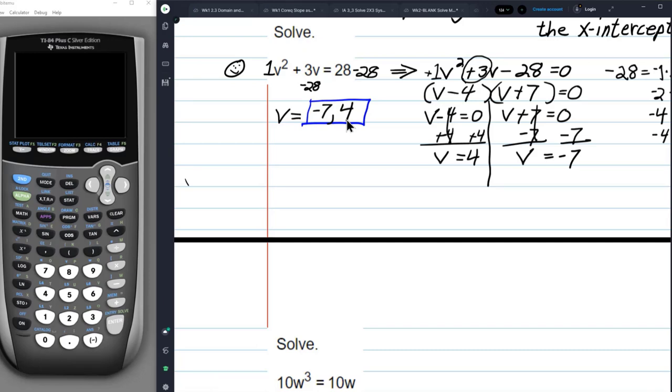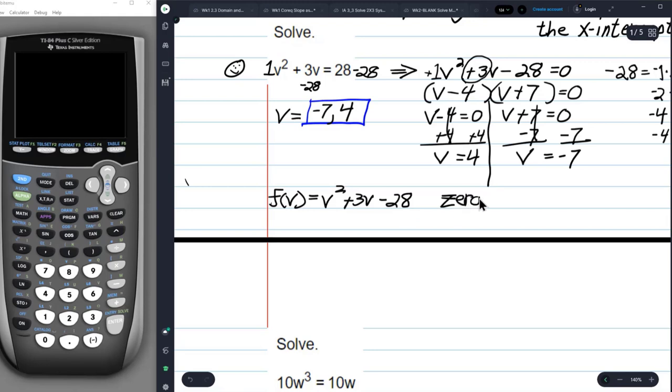And that extra little fact about zeros of functions is that f of v is v squared plus 3v minus 28. And the zeros of f of v are 4 and negative 7, or negative 7 and 4. I should write them the same way. Negative 7 and 4.